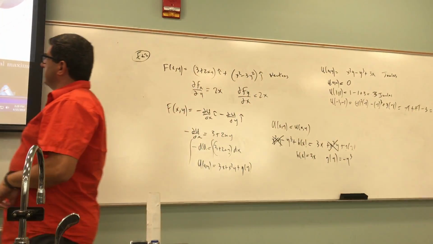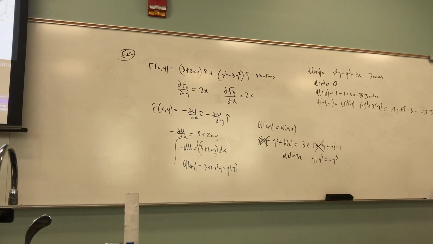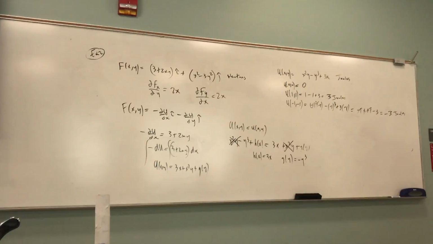You see? So that's what you learn in Calc 3, finding those points. See, these are all local maxima. That's unstable equilibrium. And then local minima would be these guys.